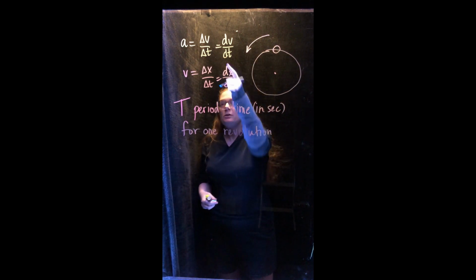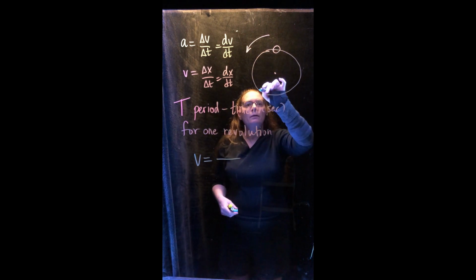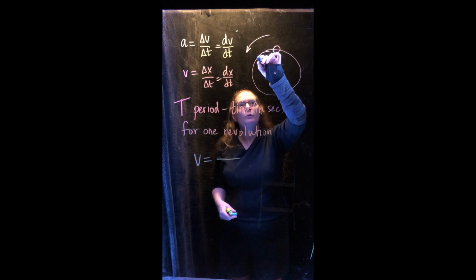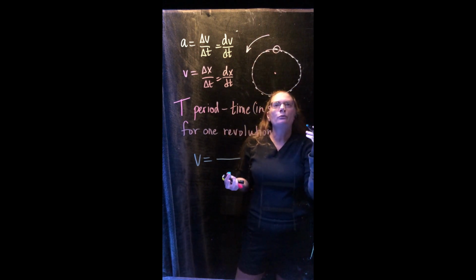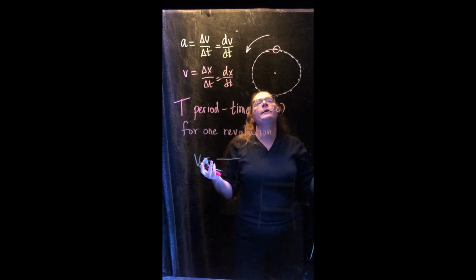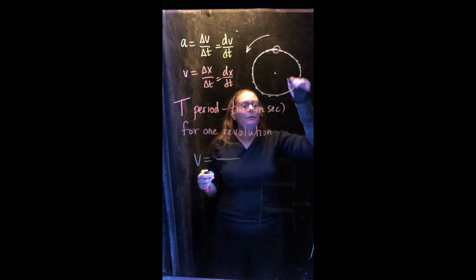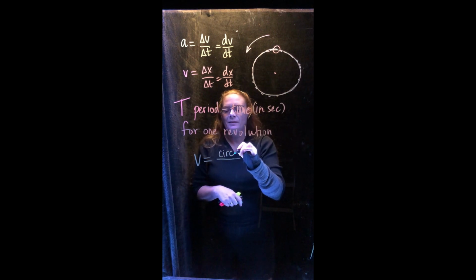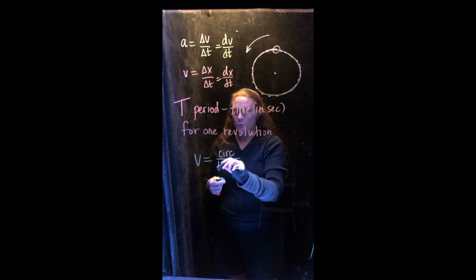Velocity is the change in position over change in time. How far has this object gone if it goes once around the circle? How far has it traveled? If you were to walk once around a lake, how could you figure out how far you have walked? Well, if it's not a nice circular lake, we know something about the distance around. We have a special name for that. It's the circumference. So the distance traveled in one revolution is one circumference.